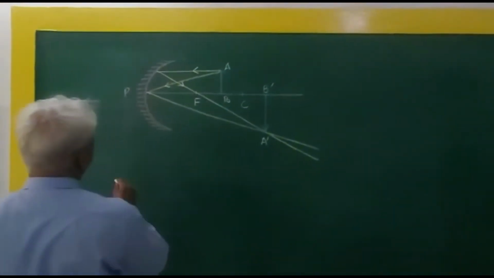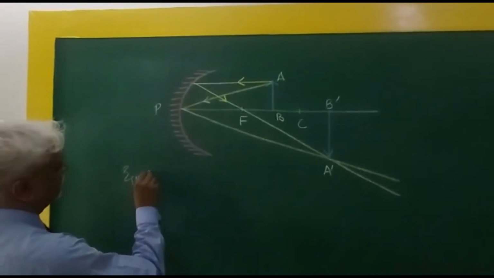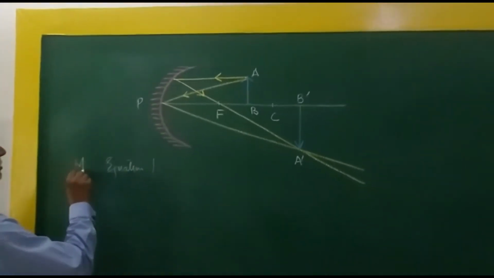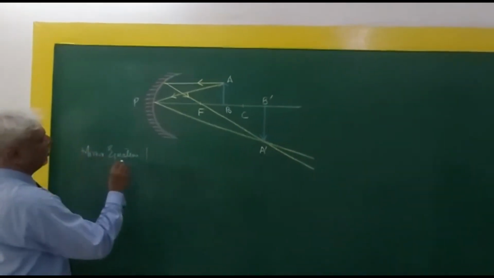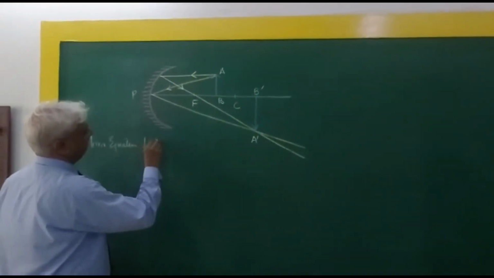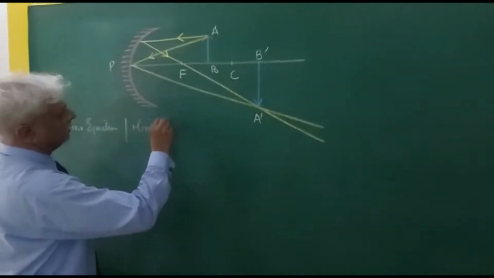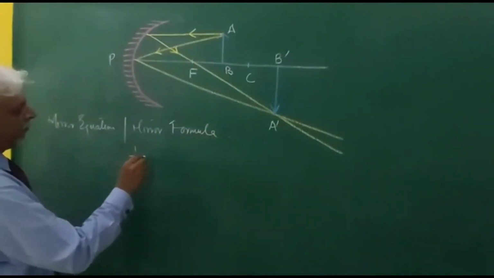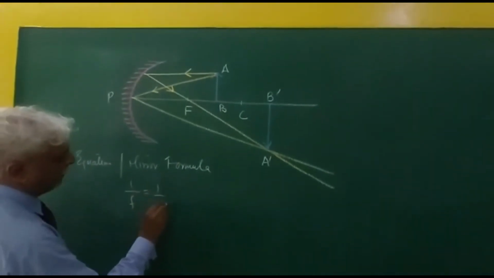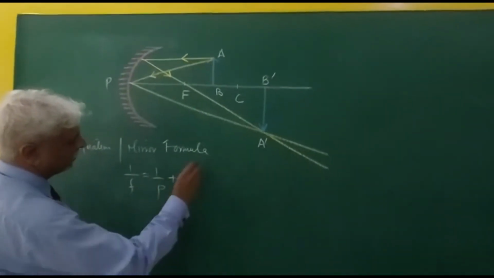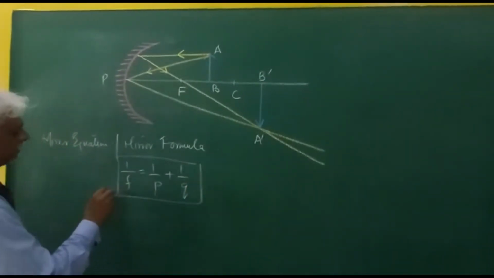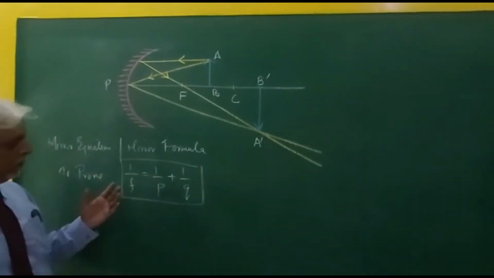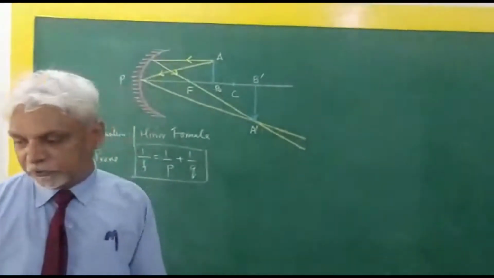Now the equation, you can call it mirror equation or mirror formula, is 1 upon F is equal to 1 upon P plus 1 upon Q. We are going to prove this mirror equation or mirror formula. 1 upon F is equal to 1 upon P plus 1 upon Q.